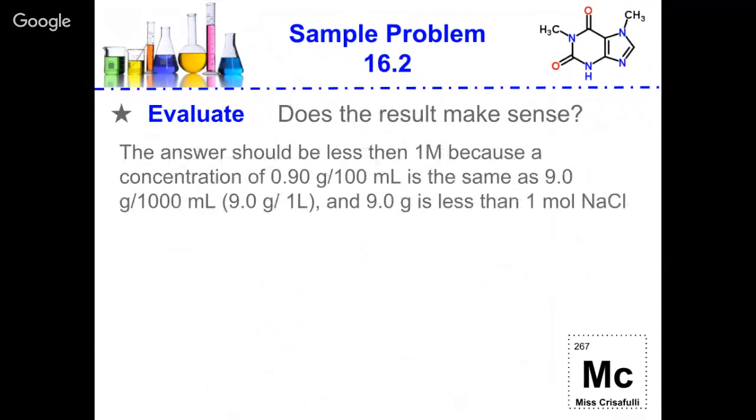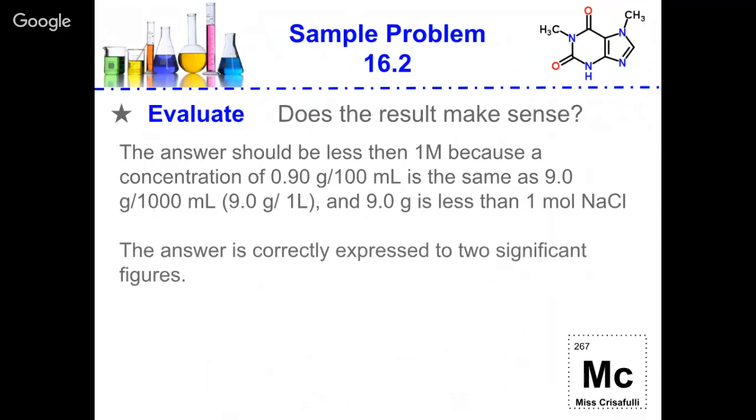So we always check our answers to make sure they make sense. The answer should be less than 1 molar because we don't have a 1-to-1 ratio of solute to solvent. And we also know that 0.9 grams is less than 1 mole of sodium chloride. So it should be less than 1 molar. And we have to make sure that our answer is always rounded to the correct significant figures because I'm very picky about that.